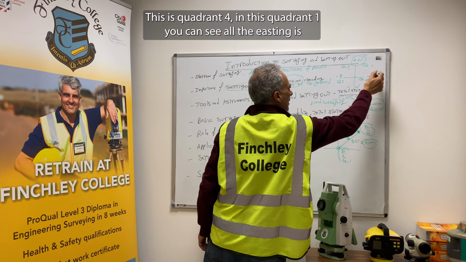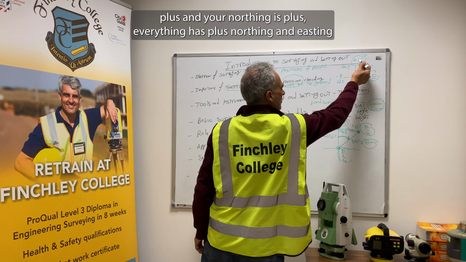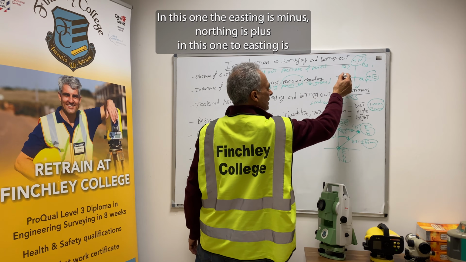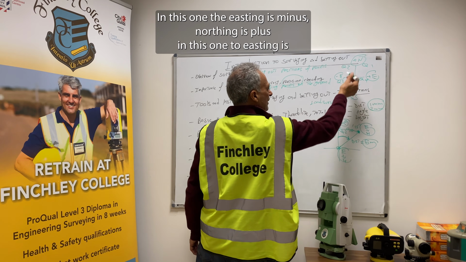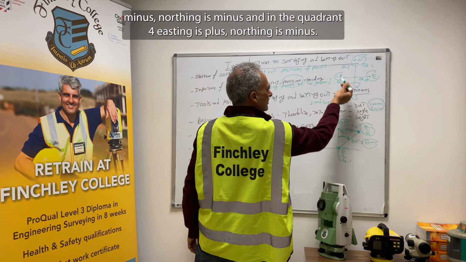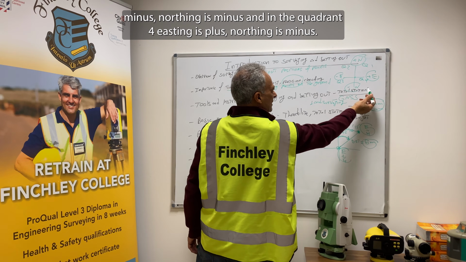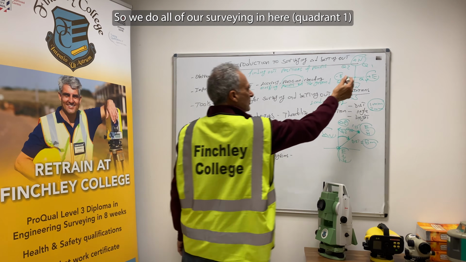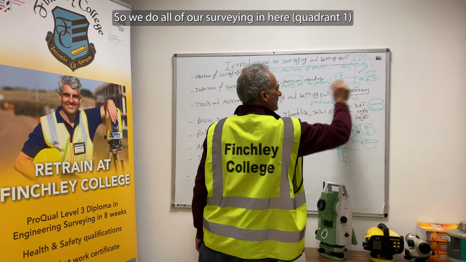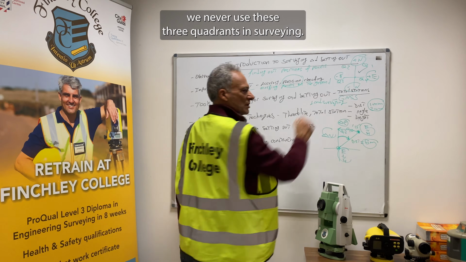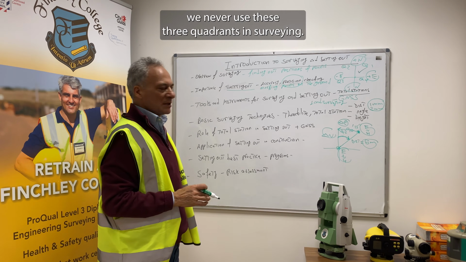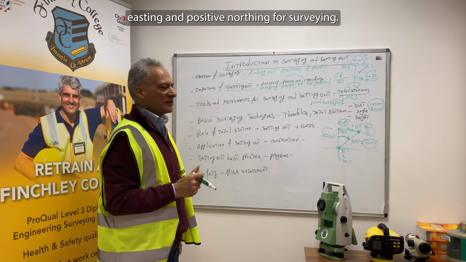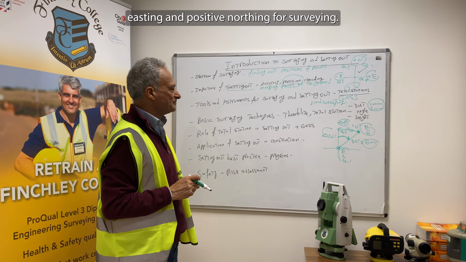In this quadrant 1, you can see your easting is plus and your northing is plus. Everything has plus and minus easting. In this one, the easting is minus, northing is plus. In this one, the easting is minus, northing is minus. And in the quadrant 4, easting is plus, northing is minus. So we do always our surveying here. We never use these three quadrants in surveying. In surveying, all the coordinates are positive easting and positive northing.